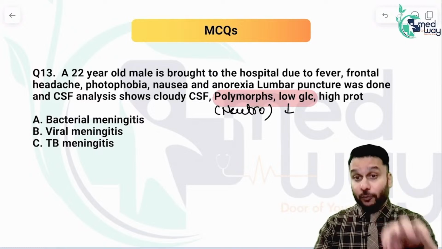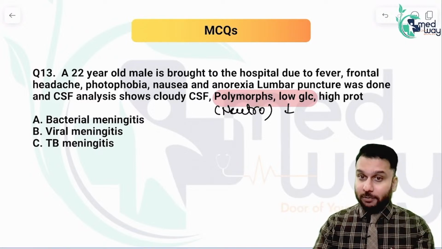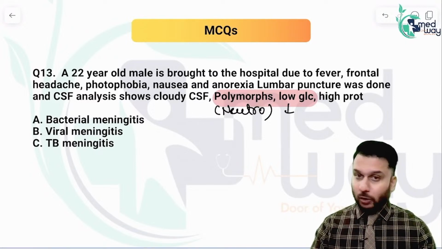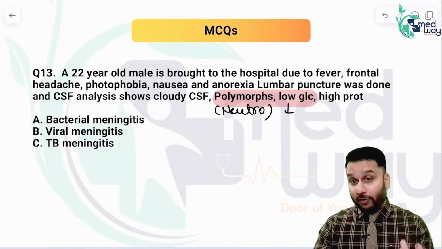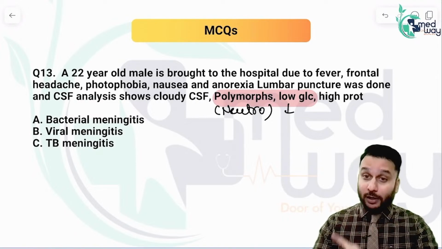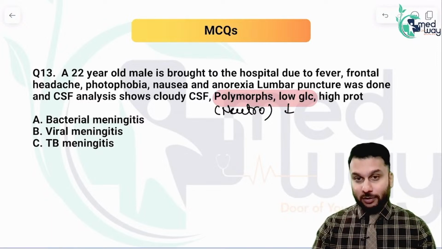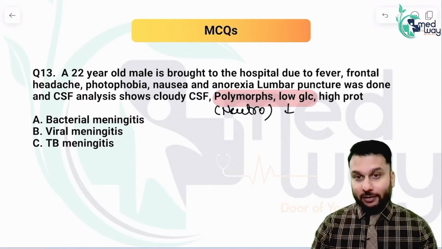In TB, lymphocytes are seen, but in pyogenic meningitis, polymorphs are seen. All right, all good to go. How about viral then? What happens in viral? In viral, there is normal glucose. That itself will tell me this is not bacterial.